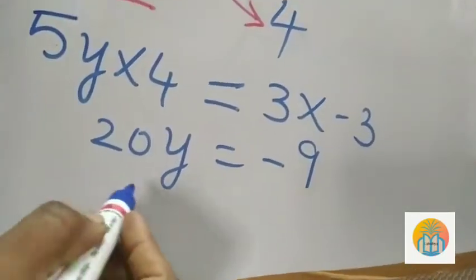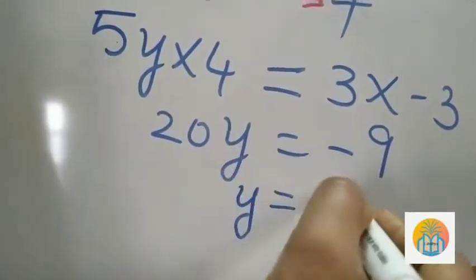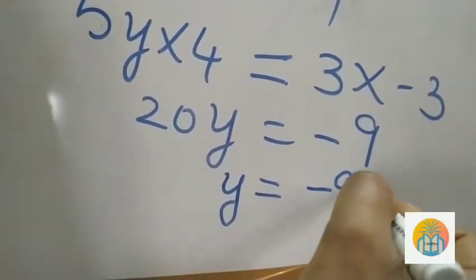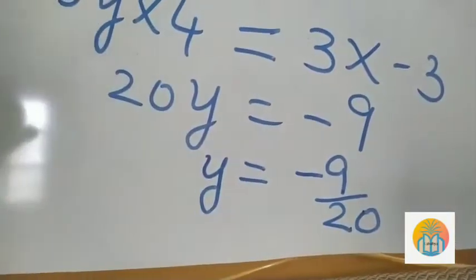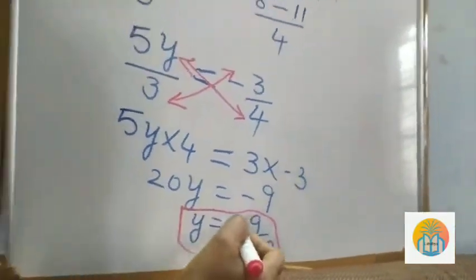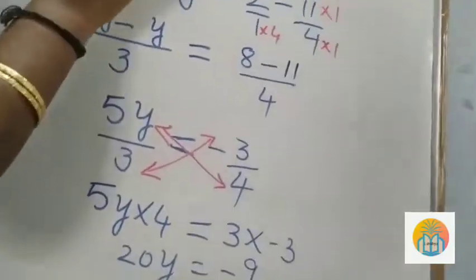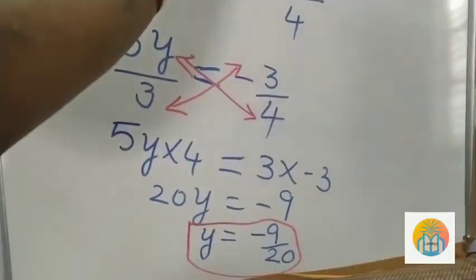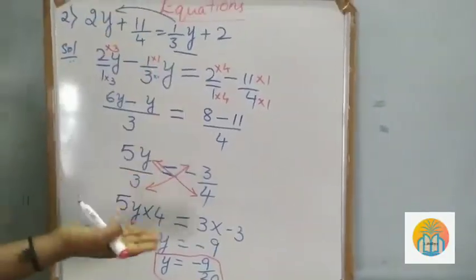So what is the value of y? What do you have to do? You have to divide. So it is minus 9 divided by 20. So this is the value of y which satisfies this equation. That means if you just substitute this value here and then take the LCM and simplify this here also, you will get the same value. So that is the meaning of this.